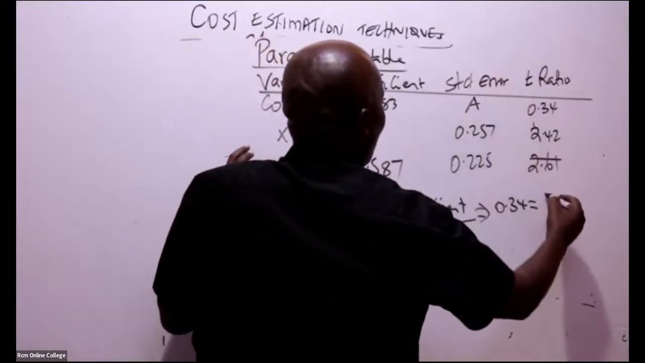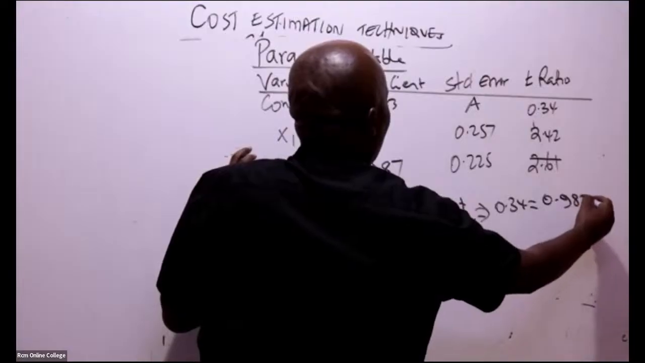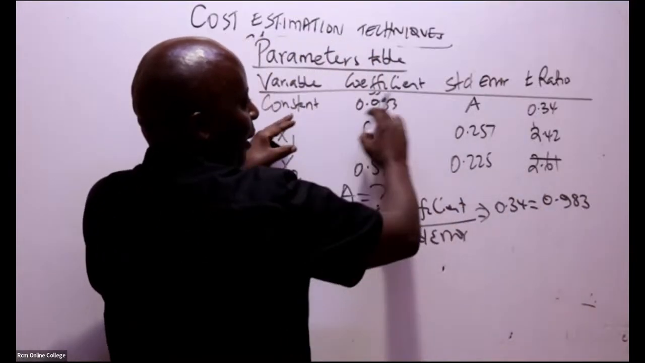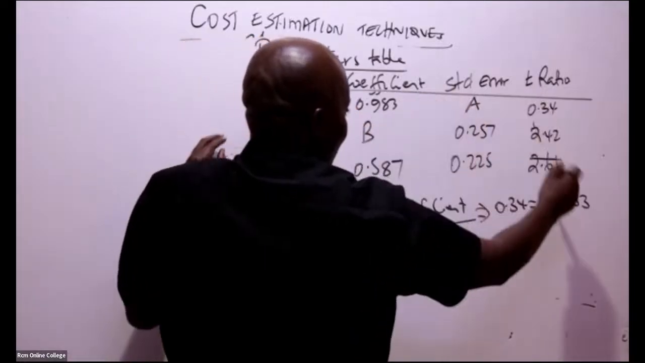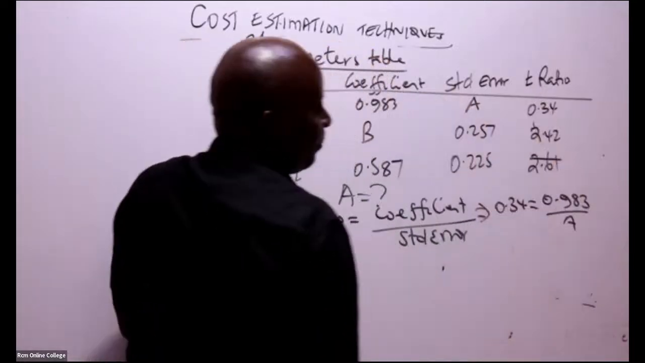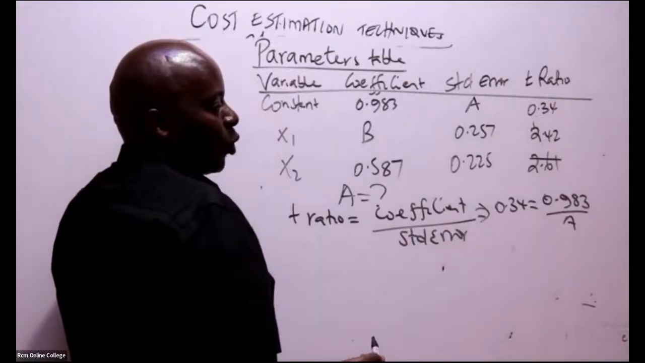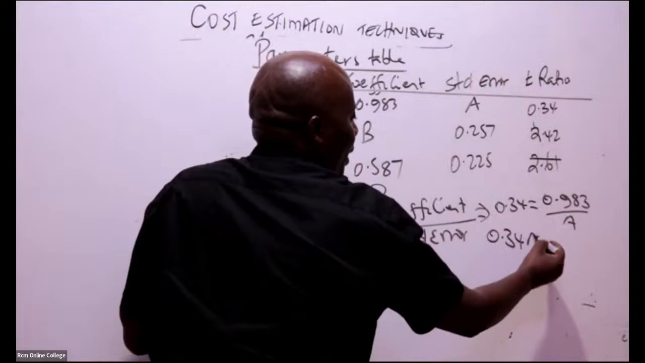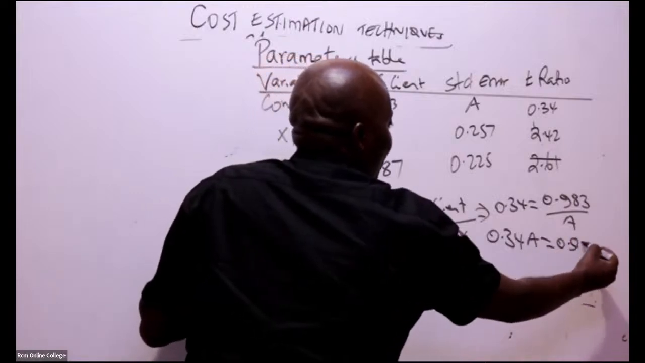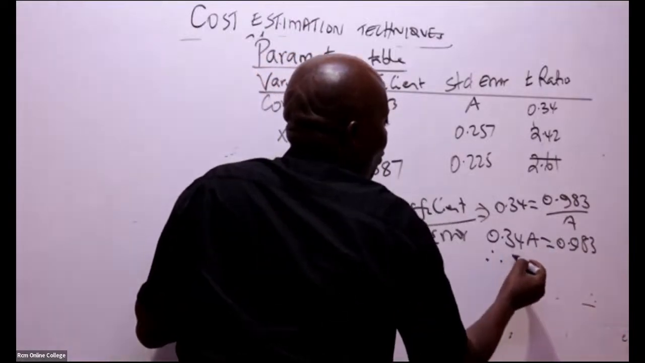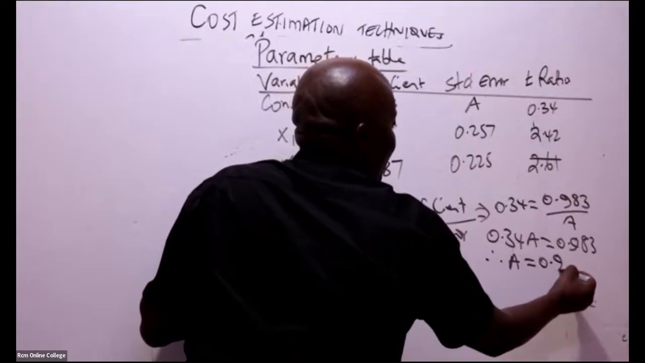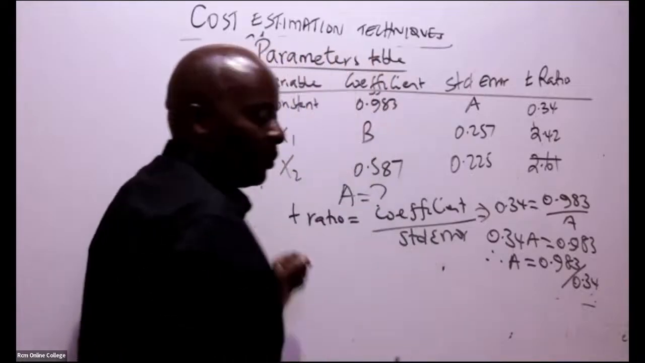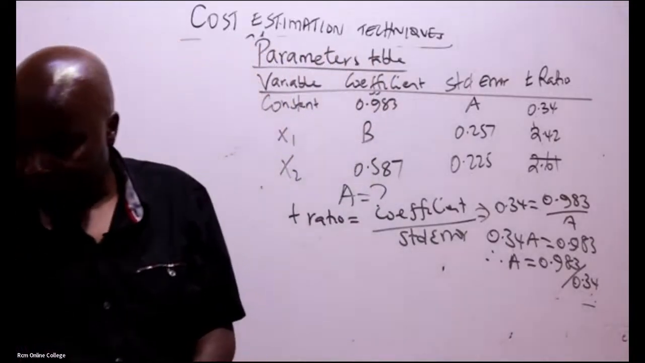It equals the coefficient, and we know the coefficient is 0.983, divided by the standard error for the first one, which is A. So I want us to make A the subject of the formula. So it will be 0.34A equals 0.983. Therefore, A will be 0.983 divided by 0.34. Is there somebody who is able to get this answer?